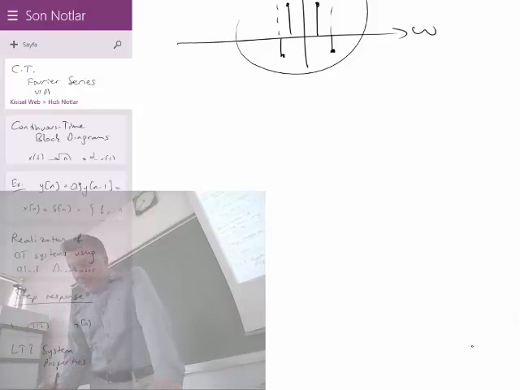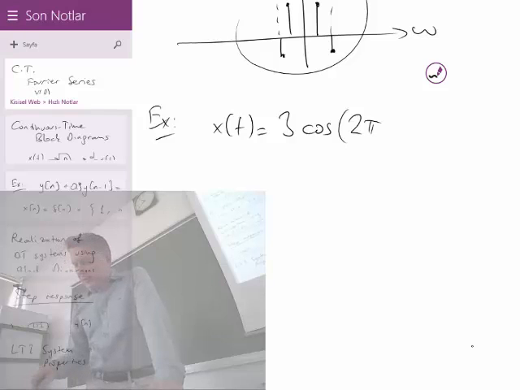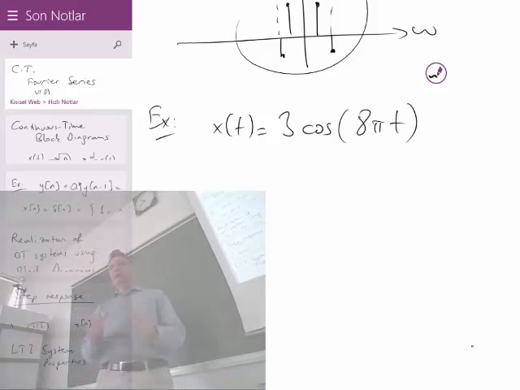So what could that be? For example, x of t is equal to 3 cosine 8 pi t. It looks like a single harmonic, by the way, but remember that by saying harmonics, I'm asking for the complex exponentials and the coefficients of those complex exponentials. x of t is 3 times cosine 8 pi t.